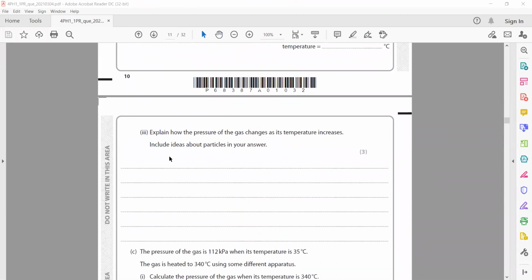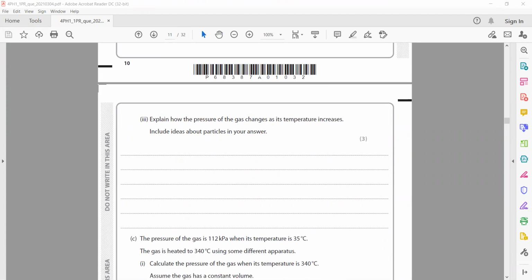So in this example it will come out as minus 300 degree centigrade. Explain how the pressure of a gas changes as temperature increases, and include ideas about the particles in your answer. So when we increase the temperature, the kinetic energy of the particles increases, the particles will move faster and they will collide with the wall more often, resulting in an increase in pressure.